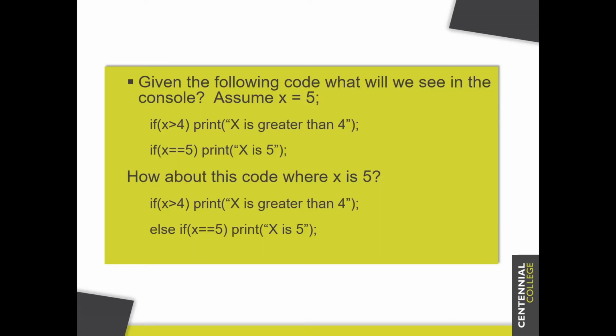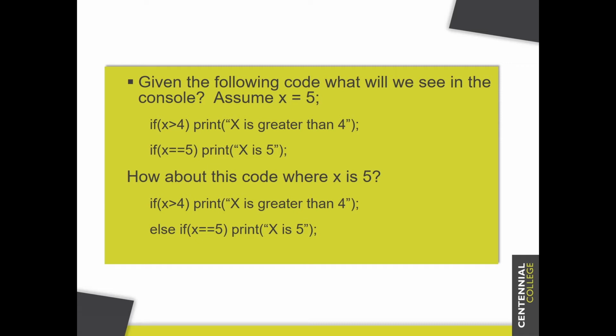All right, so let's do a quick little surprise test here. Given the following code, what will we see in the console, assuming that X equals 5? If X is greater than 4, print "X is greater than 4." If X equals 5, print "X is equal to 5." Okay, so given these two lines of code, what do we expect to see?